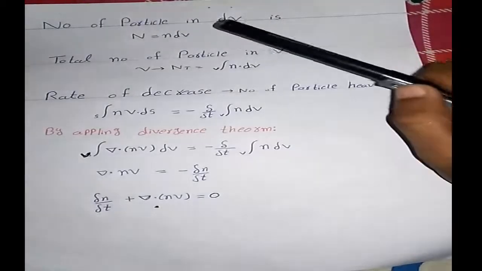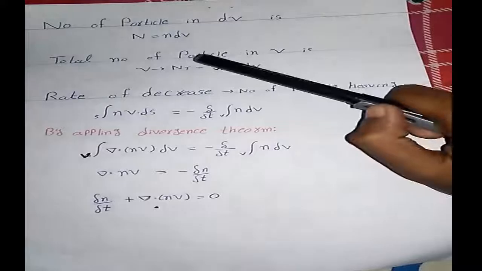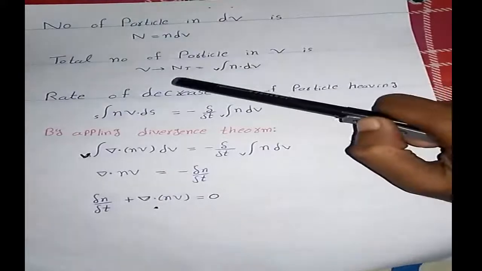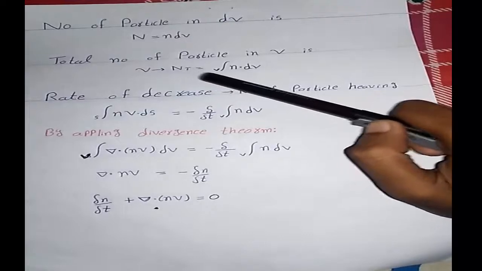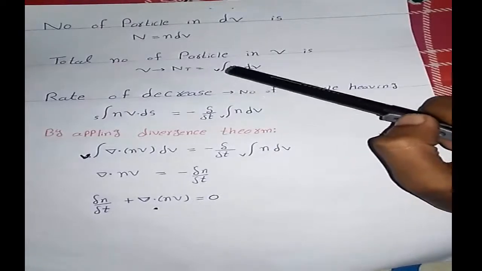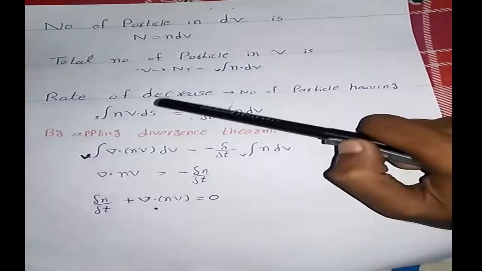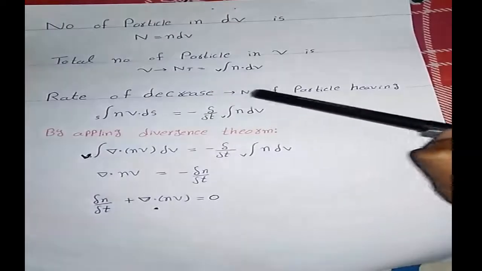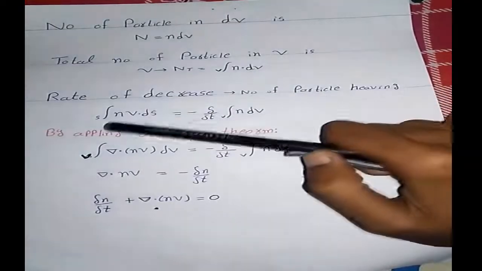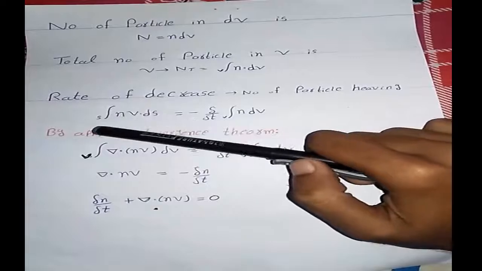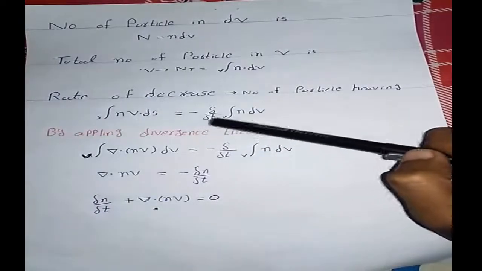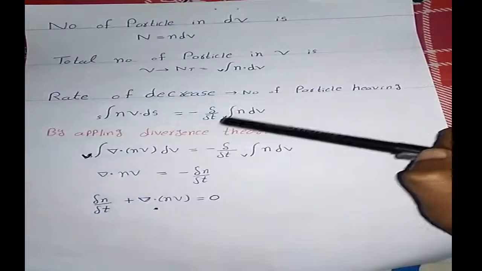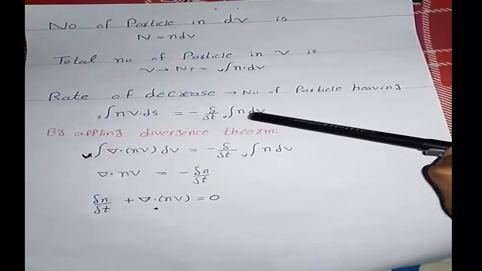Let the number of particles in dV be n dV. The total number of particles in V is the volume integral of n dV. The rate of decrease of the number of particles, given by the surface integral of Nv dot dS, equals minus the partial derivative with respect to t of the volume integral of n dV.